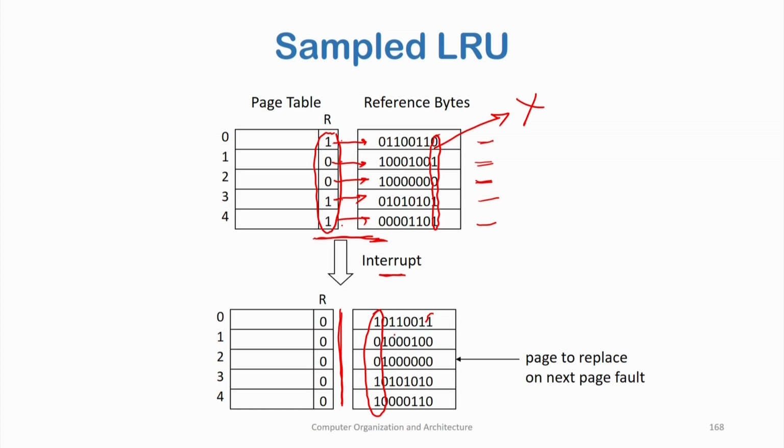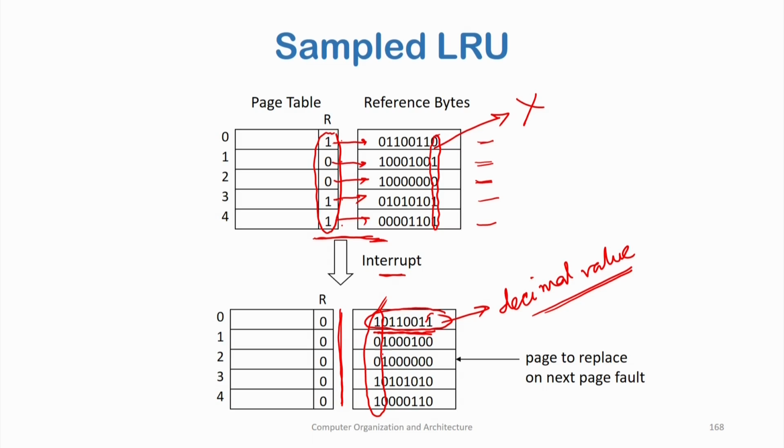Now, if I take the numerical decimal value of each of these reference bytes, what does this decimal value tell me? It tells me the access pattern of the page in the last 8 intervals, and the MSB has the highest weight. It could be that in the last few intervals this page was not used, but it was used immediately in the most recent interval. So, even if these bits are 0, I should keep this page.